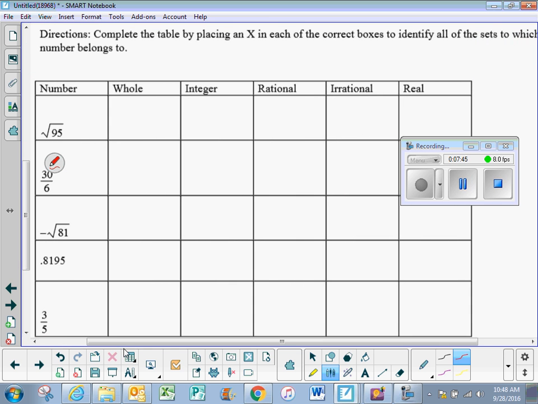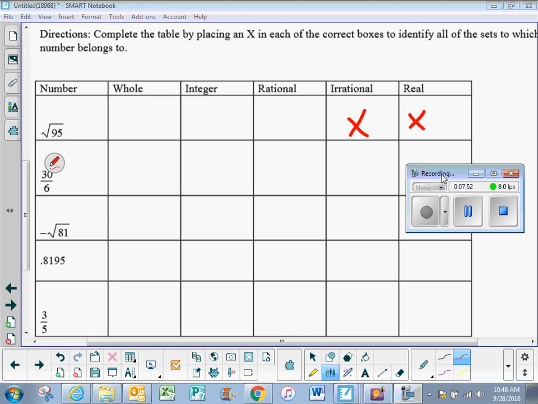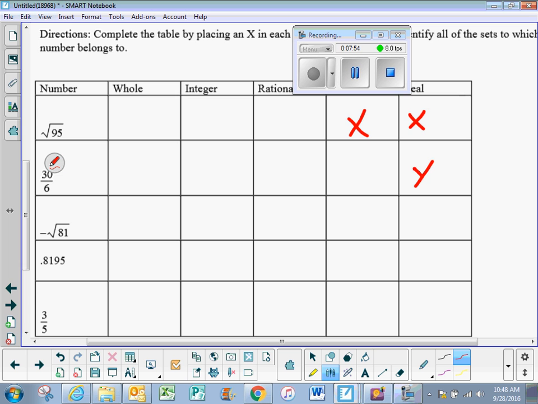Radical 95, does that come out to be a nice number? No, it's irrational and it's real. All of them are real, right? None of you should have had anything that wasn't real. 30 divided by 6 is 5. That's a whole number. Remember, if it was whole, it's everything to the right except irrational. Just like the Venn diagram.